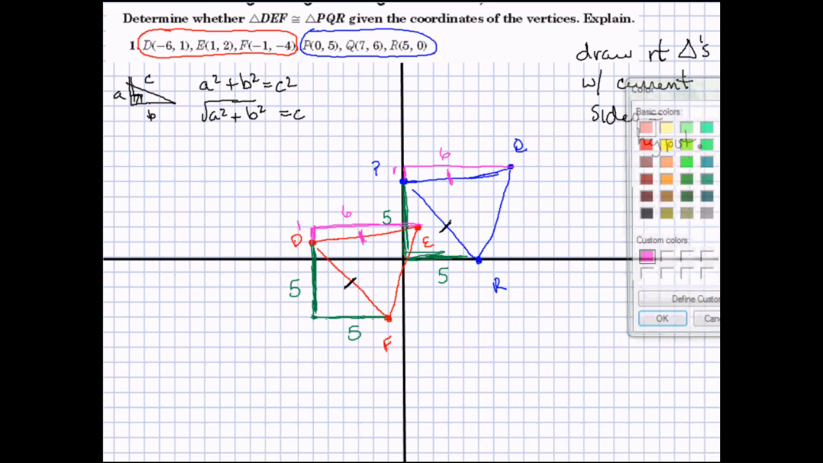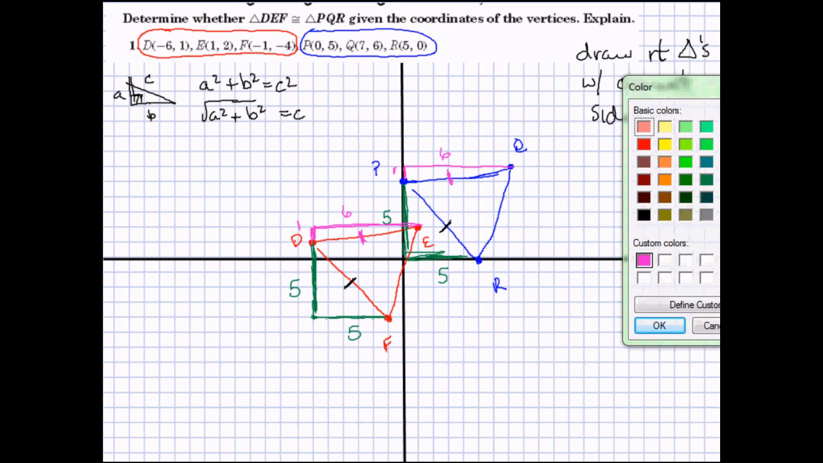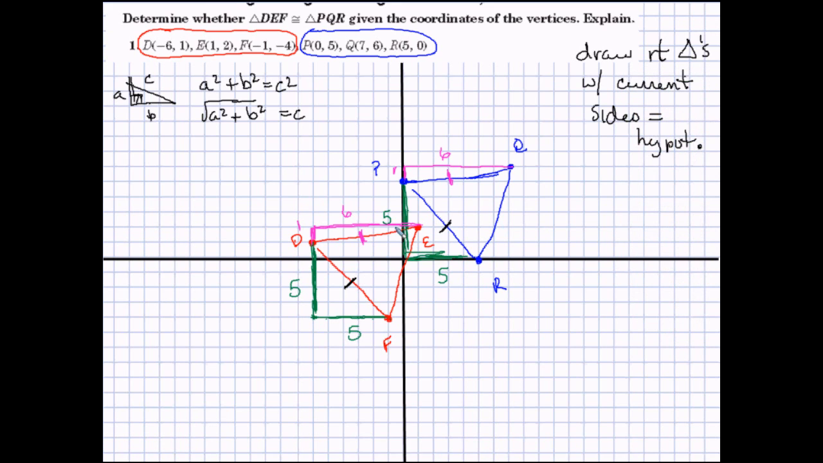And then purple, I do E to F and Q to R. So 1, 2, 3, 4, 5, 6, and then 1, 2. And that makes these the same. So that's how I can do it too. So you can either do the distance formula or you can draw the triangles and then count the right triangles off of each side.